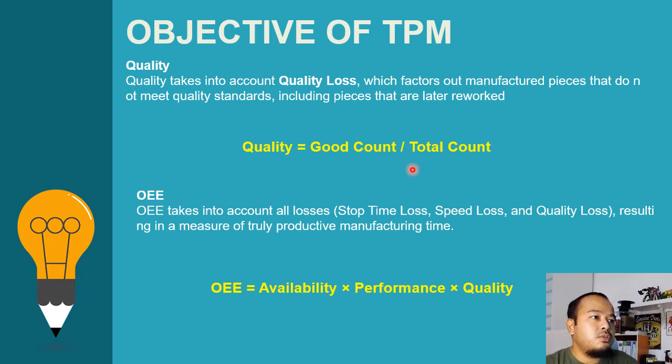To make it easier, in general you can get the overall equipment effectiveness, OEE, by multiplying your availability by performance and by quality. You get the OEE percentage, which shows how efficient you are. So this is the calculation to get the OEE.